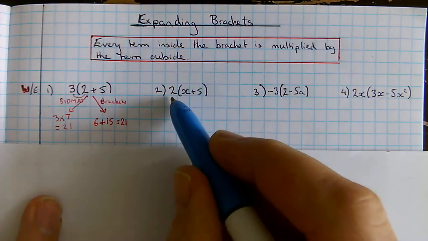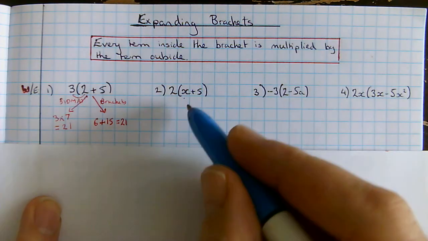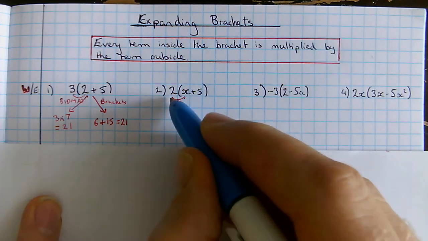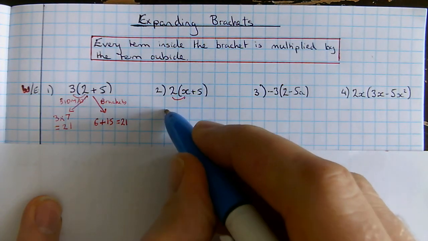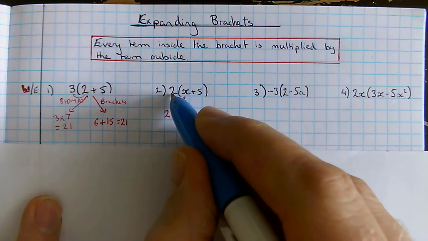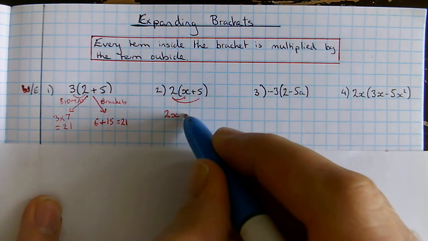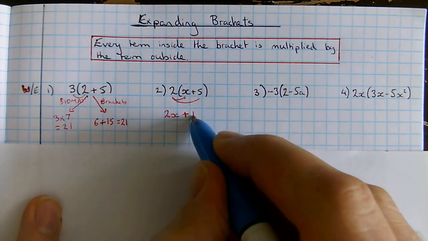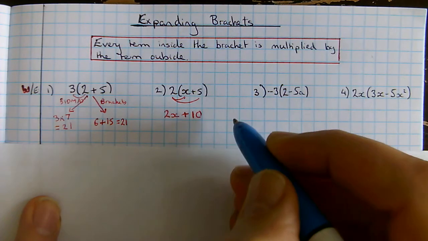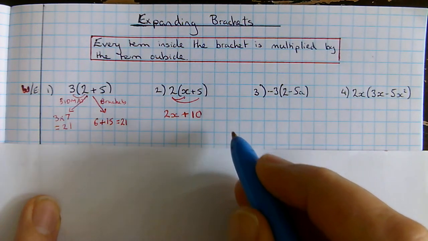So I've got a positive 2 and a positive x. Positive 2, positive x, which gives me 2x. I've got a positive 2, which is my term outside, and a positive 5, which gives me positive 10. 2x and a positive 10, or 2x plus 10.